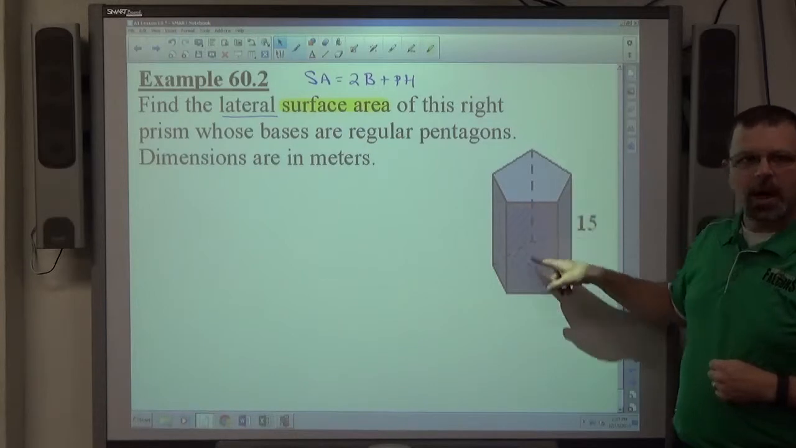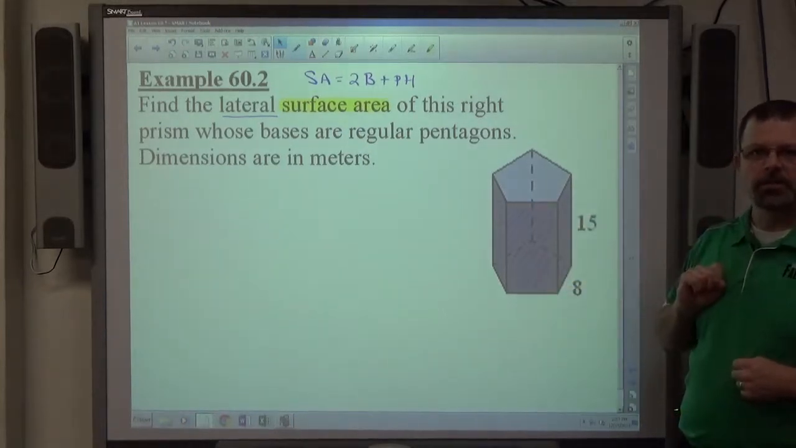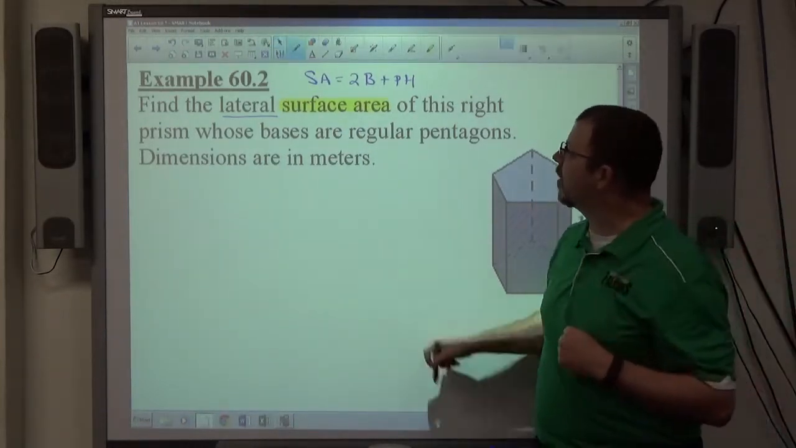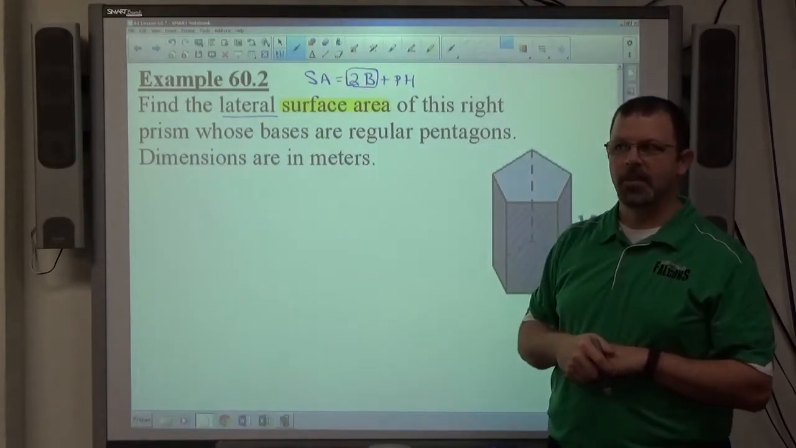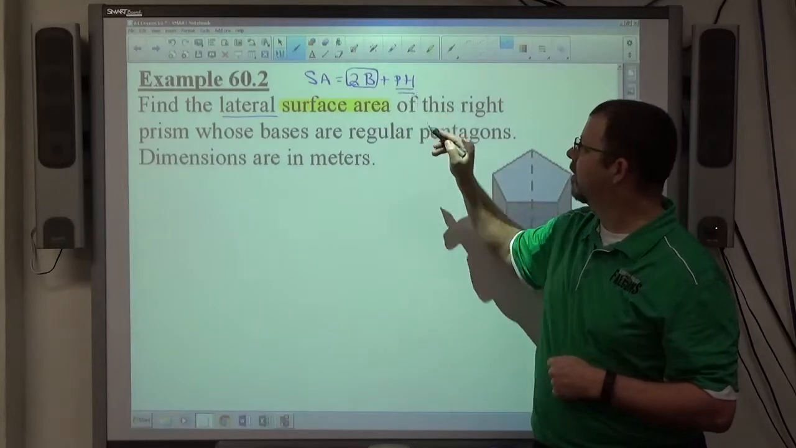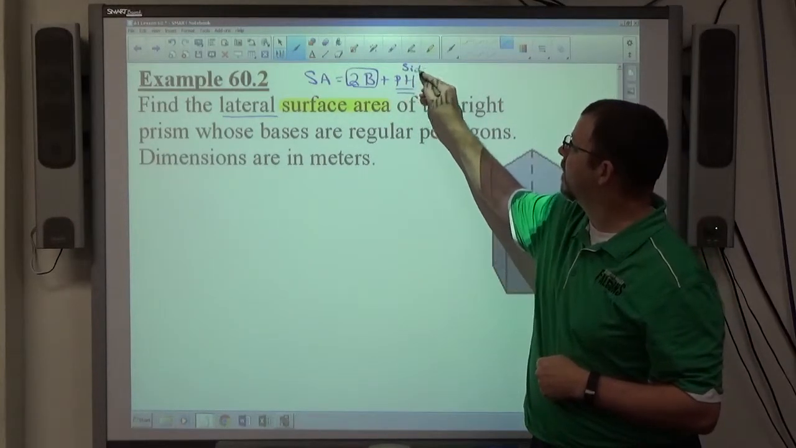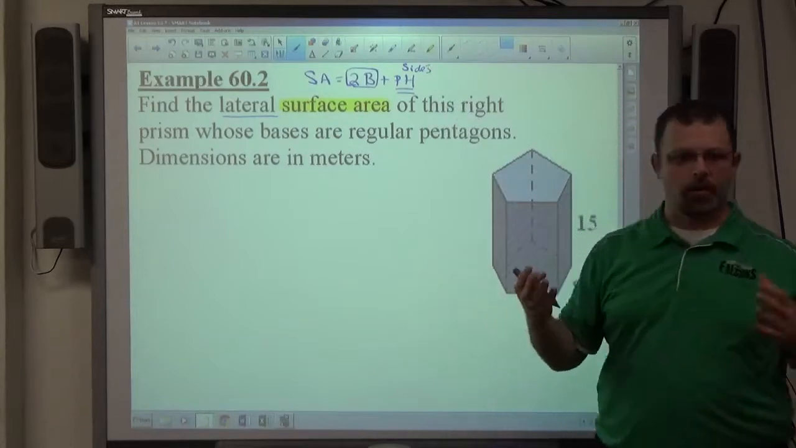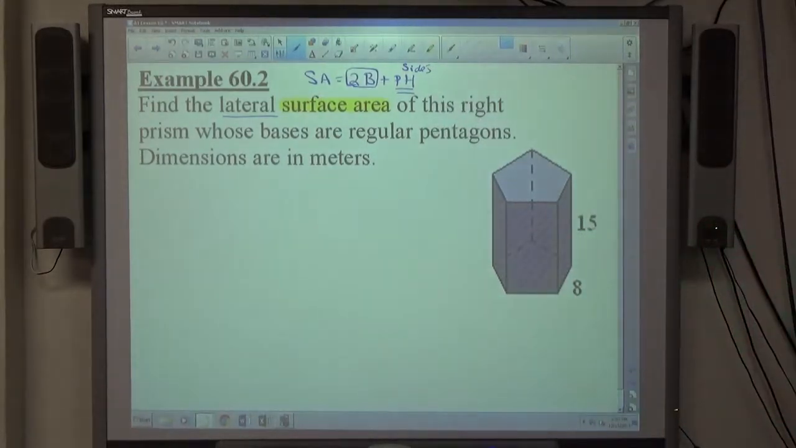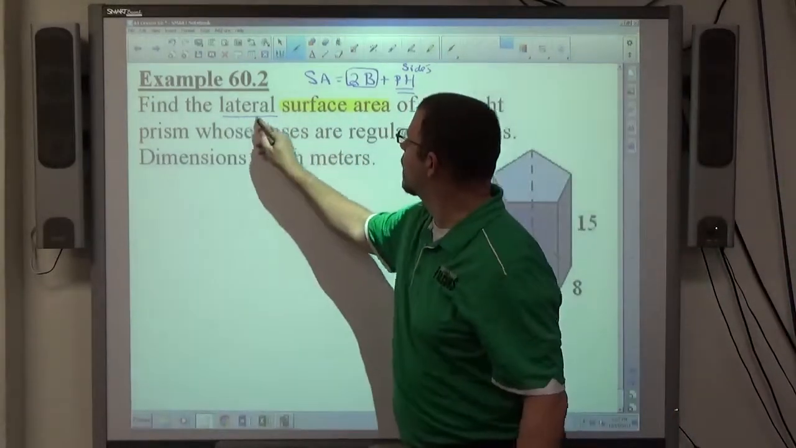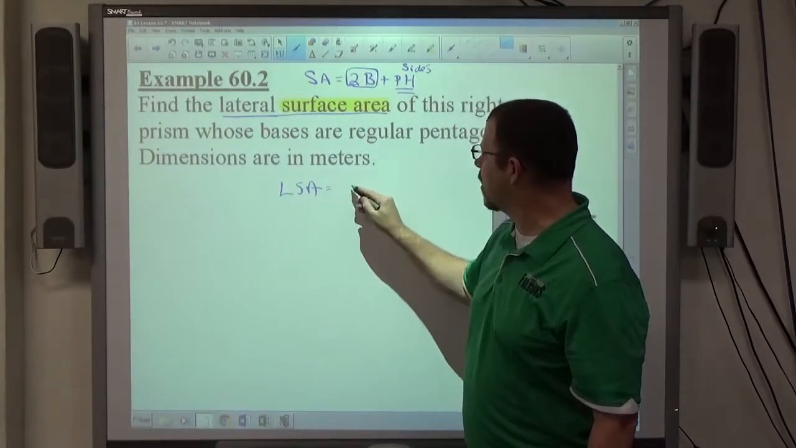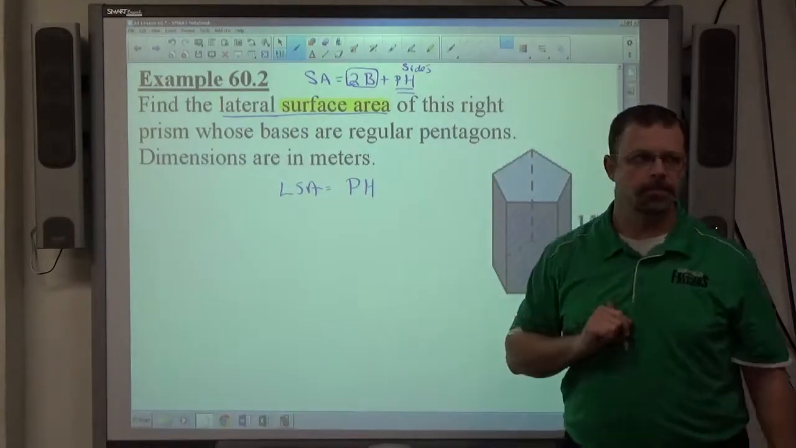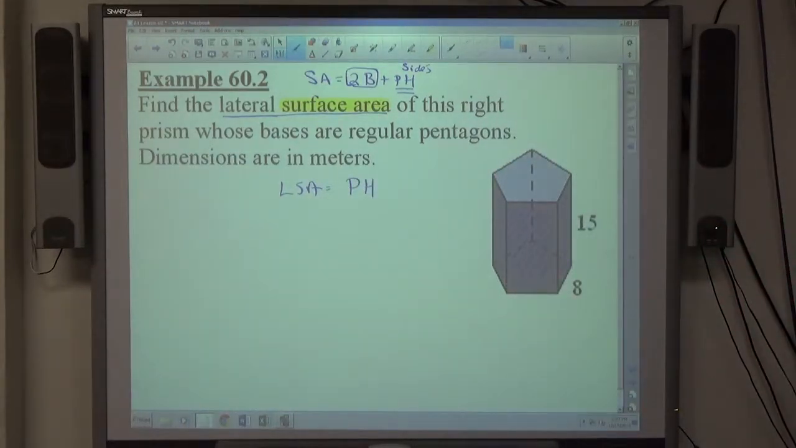This is called a base, and the bottom is also called the base, right? How many bases are there? 2. Notice our surface area formula, 2B, what do you think that is? The area of the bases. So what is pH? This is the sides, right? So when we look at the surface area formula, it's 2B plus pH every time. If they ask me for the lateral surface area, they're asking me for the surface area of the sides. The lateral surface area of any prism is simply going to be pH. The perimeter of the base multiplied by the height, that's the area of all the sides.